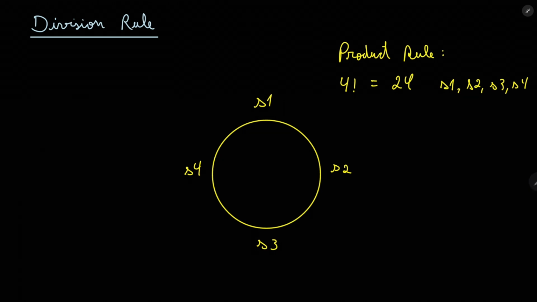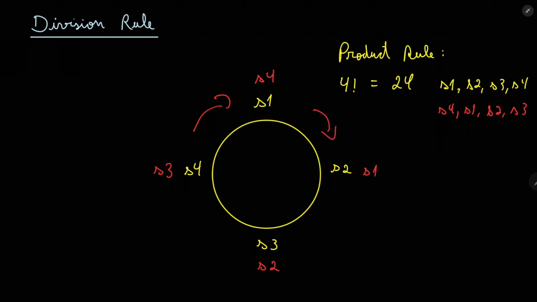For example, in our linear arrangement, if we had S4, S1, S2, and S3, this is a different arrangement than the first one. But at our round table, if we had S4, S1, S2, and S3, what we've done here was actually simply to rotate seats, which ends up being the same seating. Now the interesting question is, how many times is each distinct circular arrangement counted?